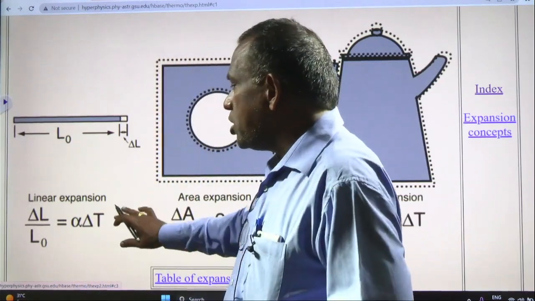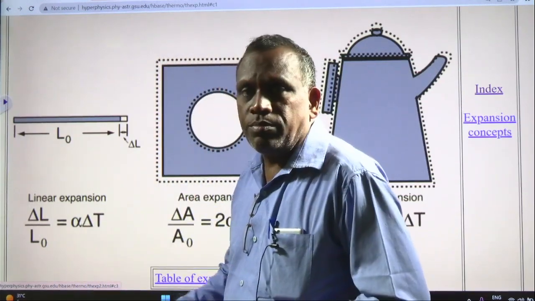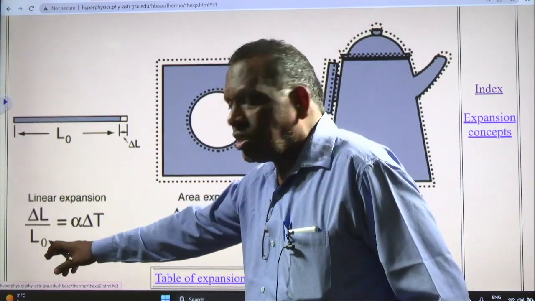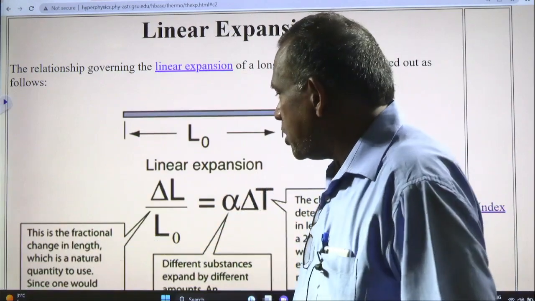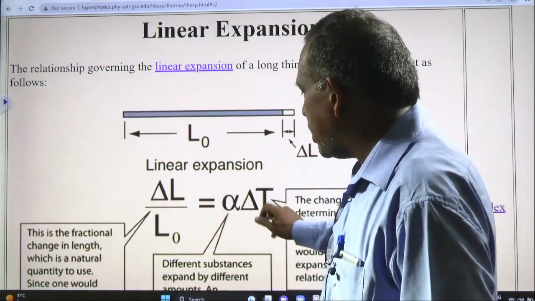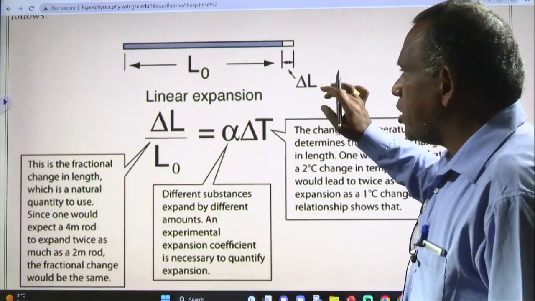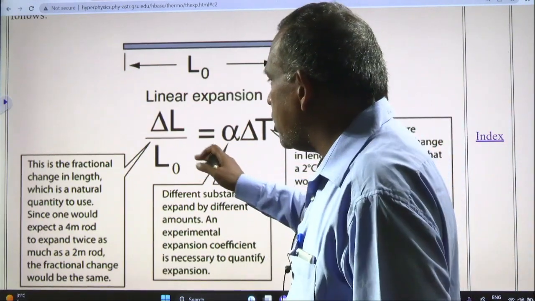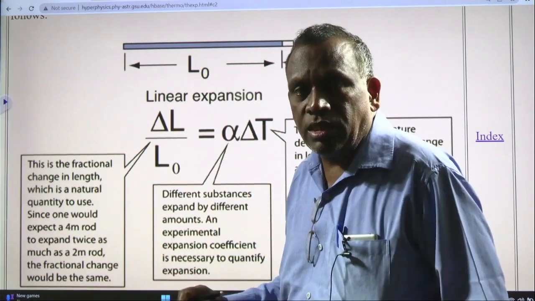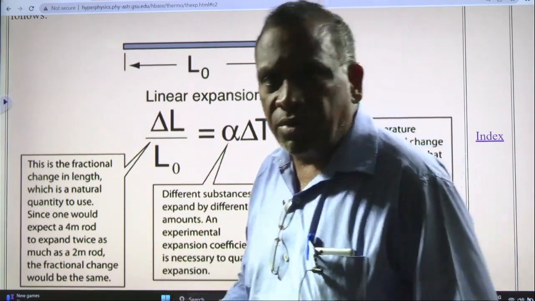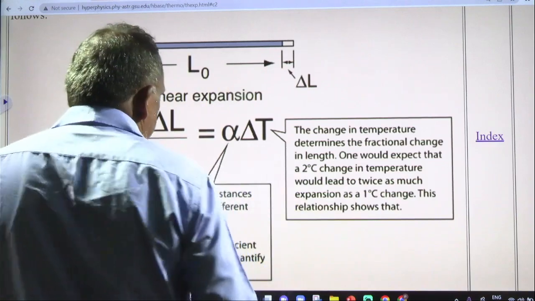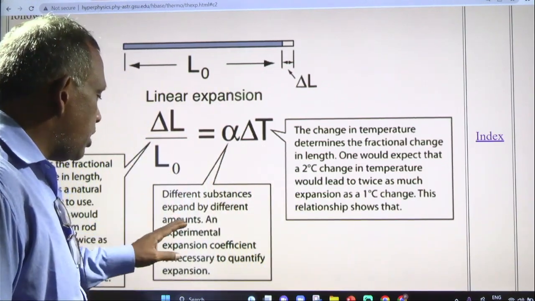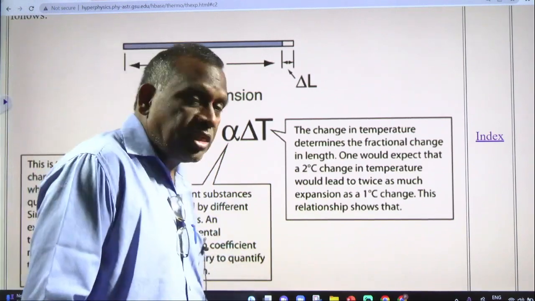The constant in linear expansion is alpha. It is the change in length per original length per degree rise in temperature. We call it the coefficient of linear expansion. Alpha is nothing but the coefficient of linear expansion. This alpha value is different for different substances. Different substances expand differently. That's why the experimental expansion coefficient is necessary.